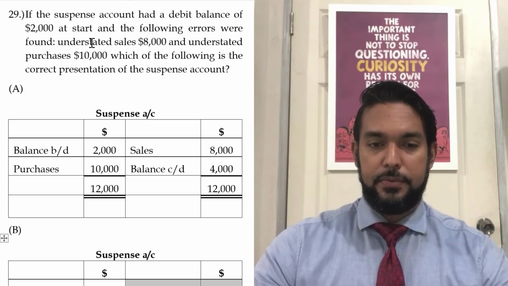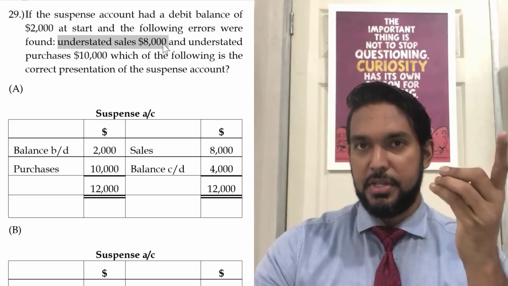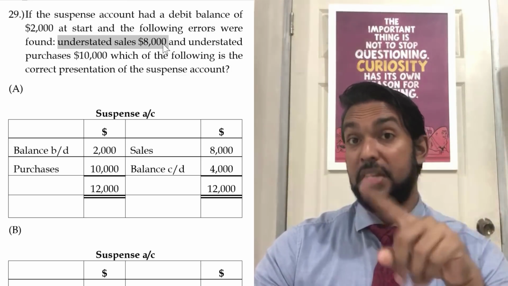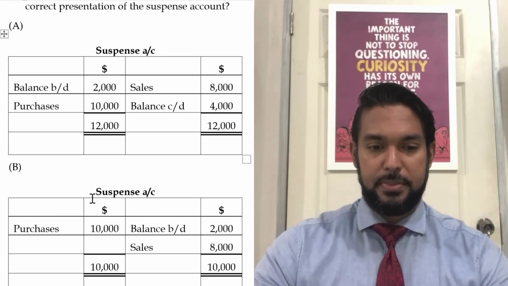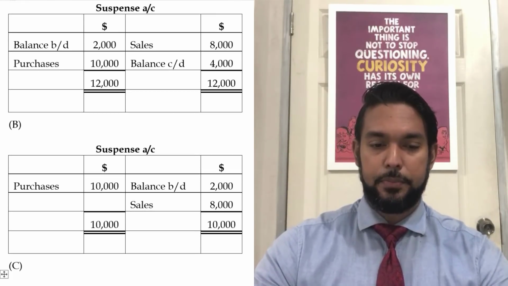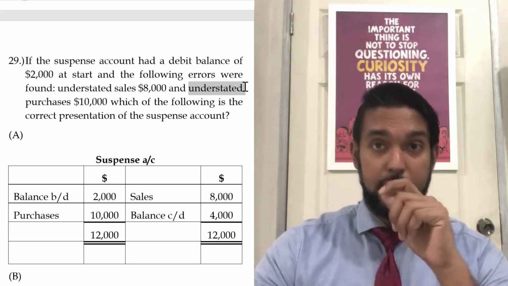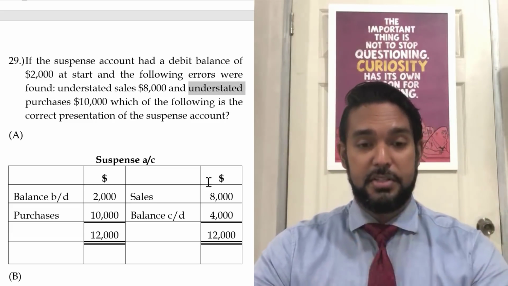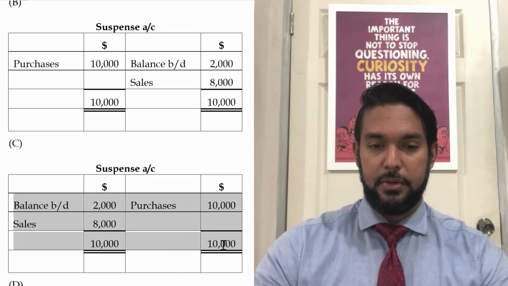Now, understated sales means sales is too low, which means we have to increase sales by crediting it, which means we need the suspense account to be debited. So we need a debit on the suspense of sales of 8. There you go. And purchases was also understated, which will require a debit to increase purchases and therefore a credit to suspense, which, yes, is here. There you go. So, do I highlight the whole thing? I guess.